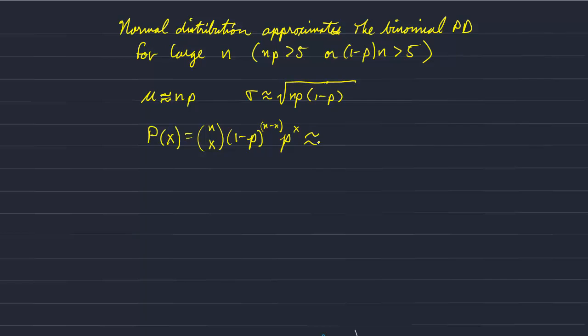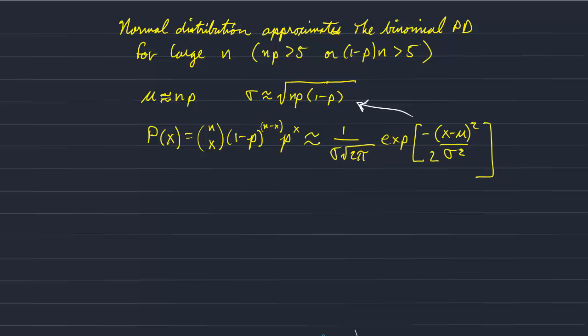And so again, the binomial distribution of x is equal to n choose x times little p raised to the x power, times 1 minus p, the probability of failure, raised to the n minus x power. And that's about equal to, again, 1 over sigma times the square root of 2 pi times the exponent of minus x minus mu over sigma, squared, all over 2. Again, with mu and sigma defined as above.